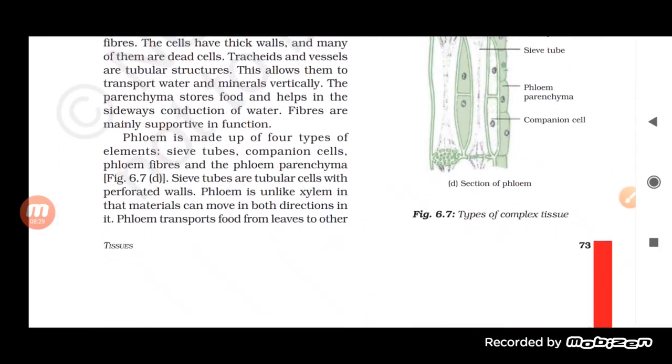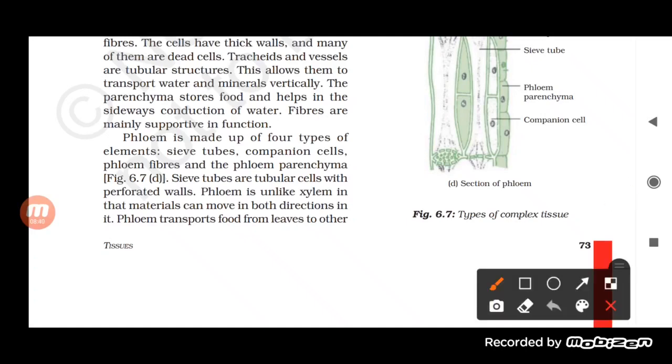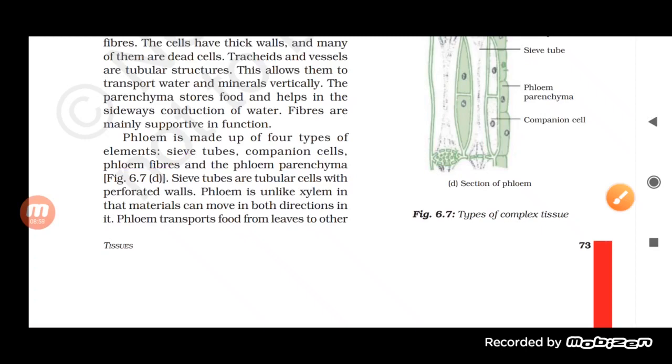Now let us see the case of the phloem. So what is phloem? That is also made up of four different types of elements. When you look at it, they are sieve tubes, companion cell, phloem fiber and phloem parenchyma. Now you will find that except for the phloem fiber, all of them are living cells only.